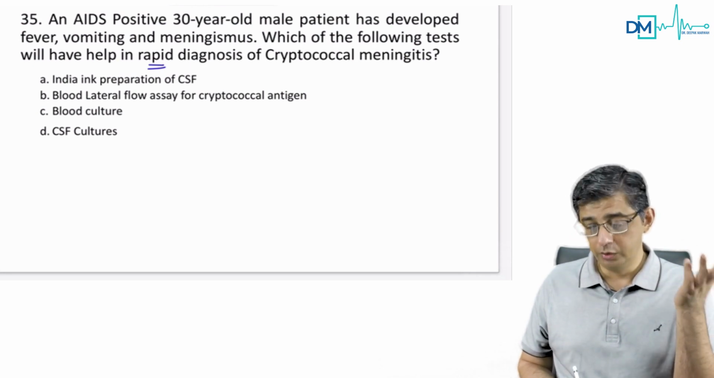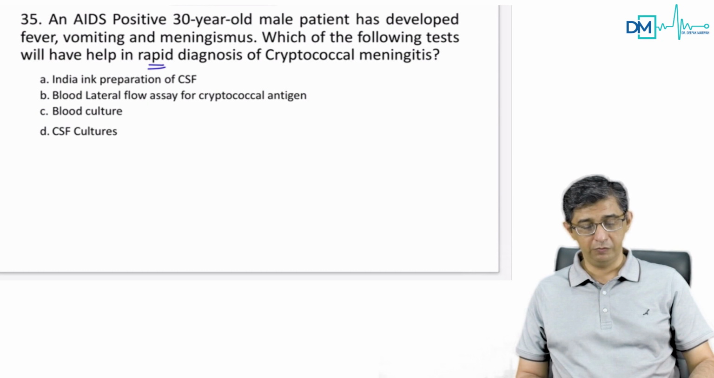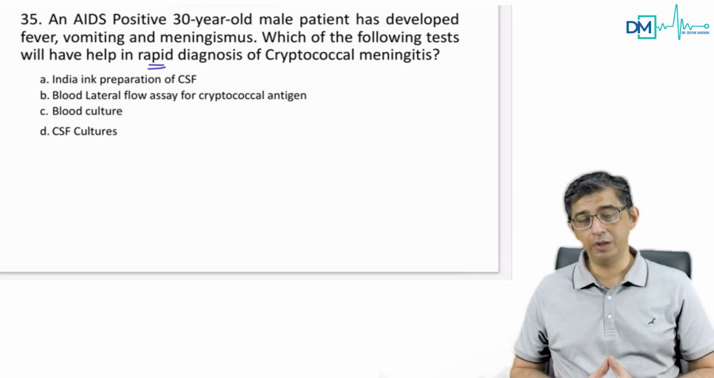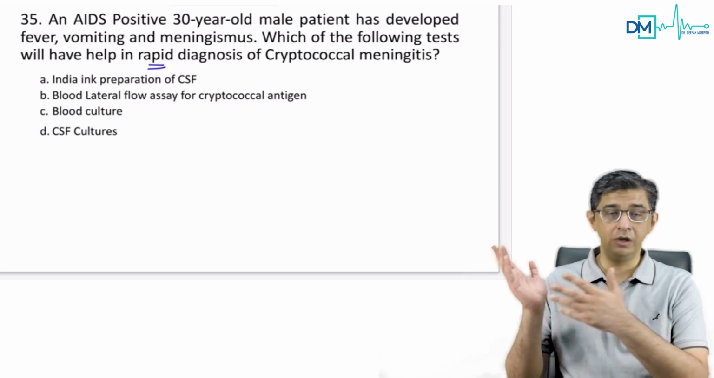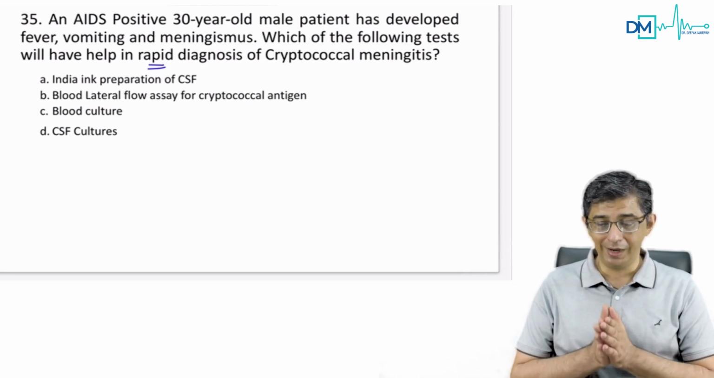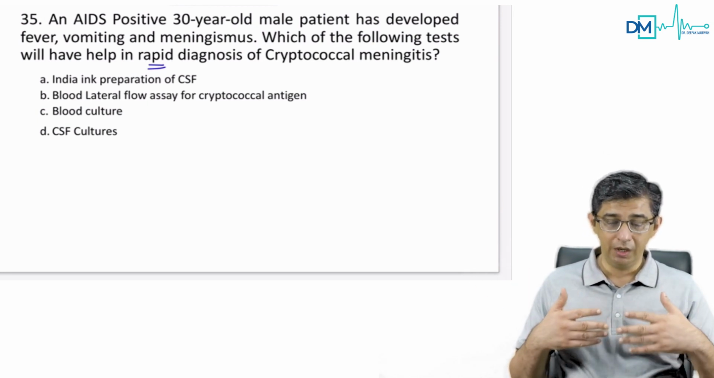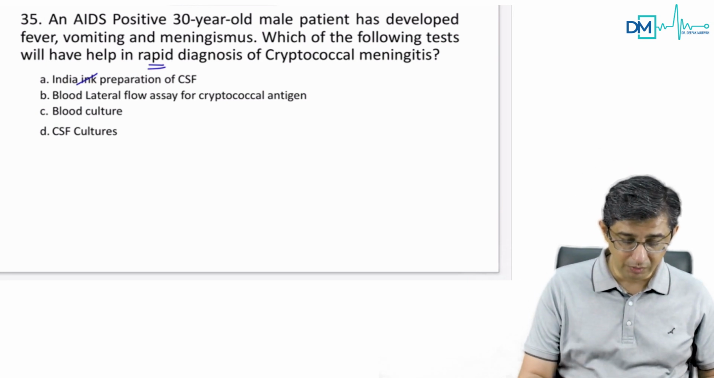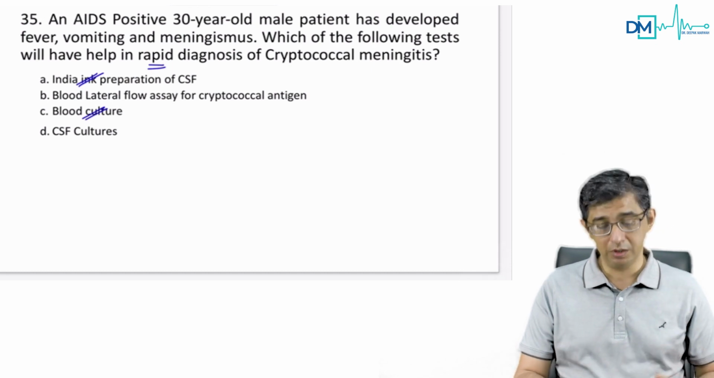If I put it like this, what is the rapid test for COVID? We need to go for an antigen test or an antibody based test, because PCR will take a long time. A report will take time to come. So an antigen or antibody test has to be a rapid test. So I'm ruling out India ink from the discussion now. I'm ruling out blood culture and CSF culture, that is ruled out.